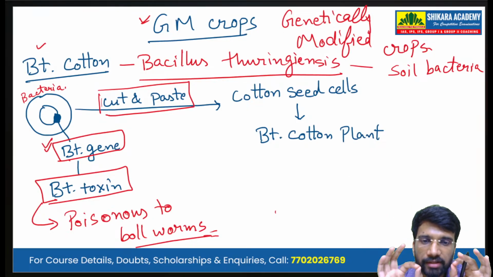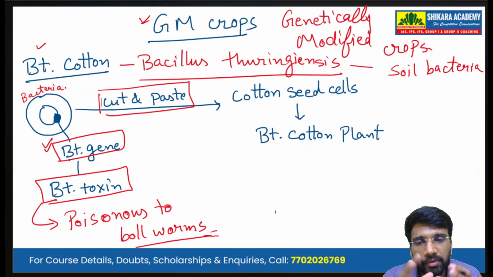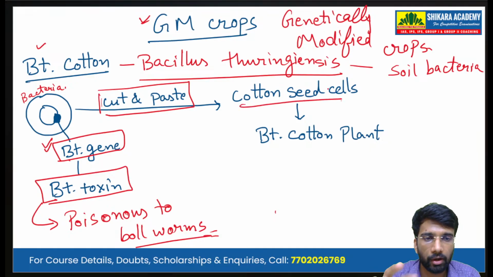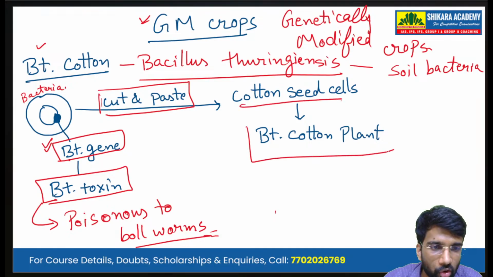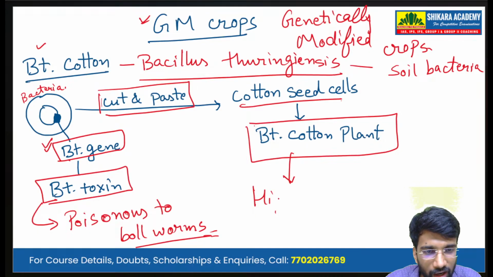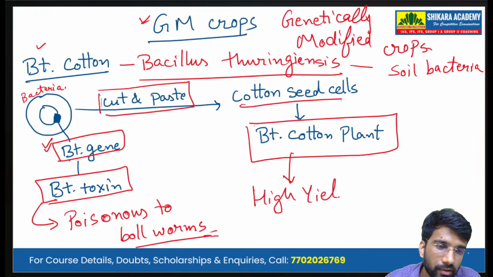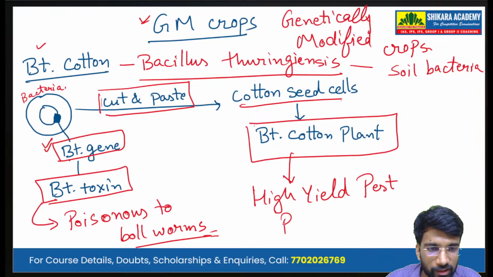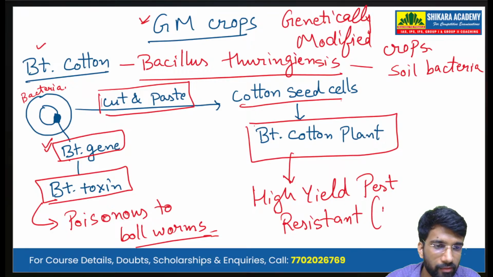Now, we take this Bt gene, we cut the Bt gene from the bacterial DNA and paste it using the ligase enzyme into the cotton seed cells. Now these cotton seed cells will give the Bt cotton plant, and this Bt cotton plant will be of high yield. It will give high yield and it will be pest resistant. We call it the HYPR variety.